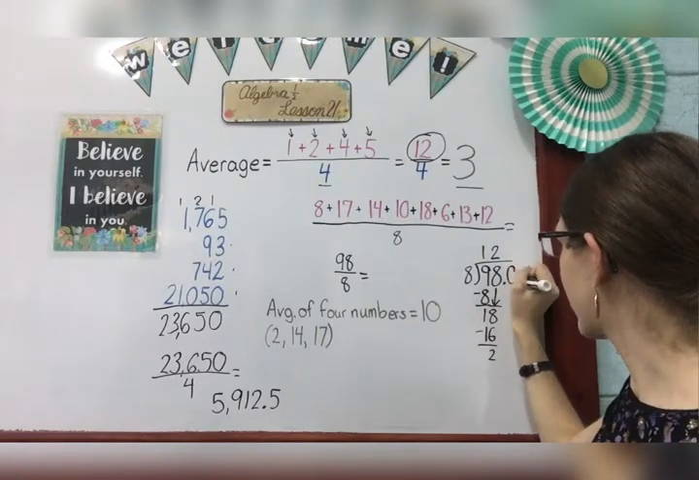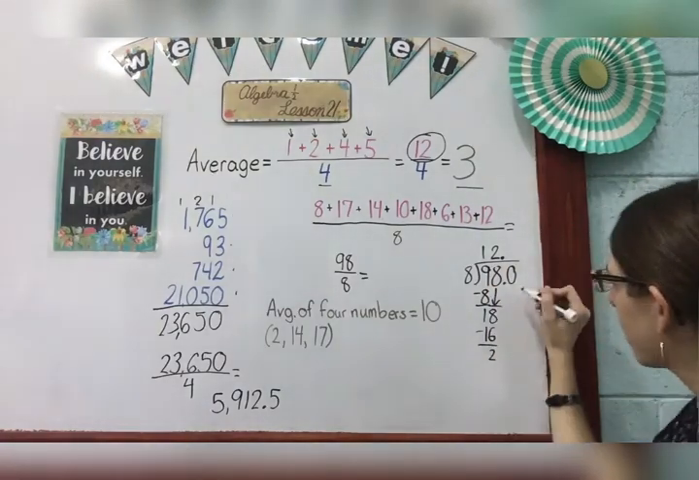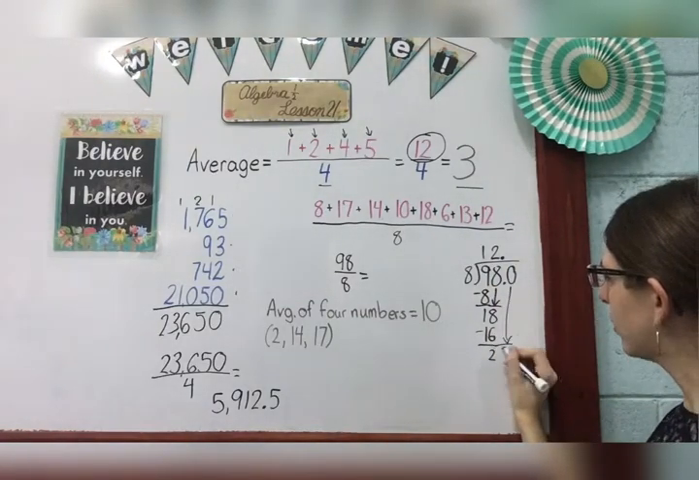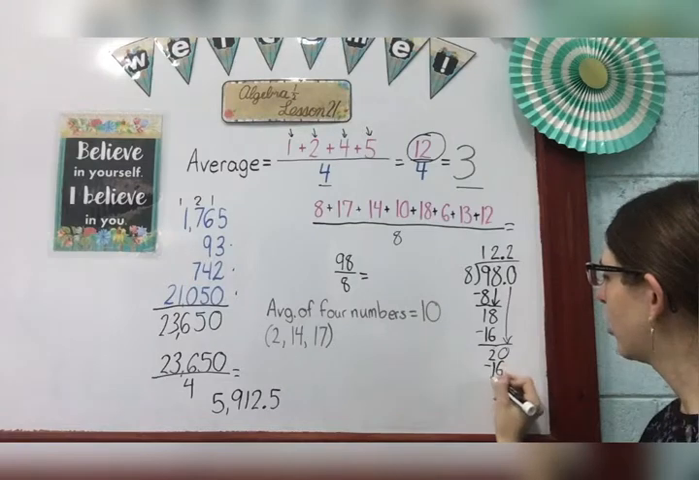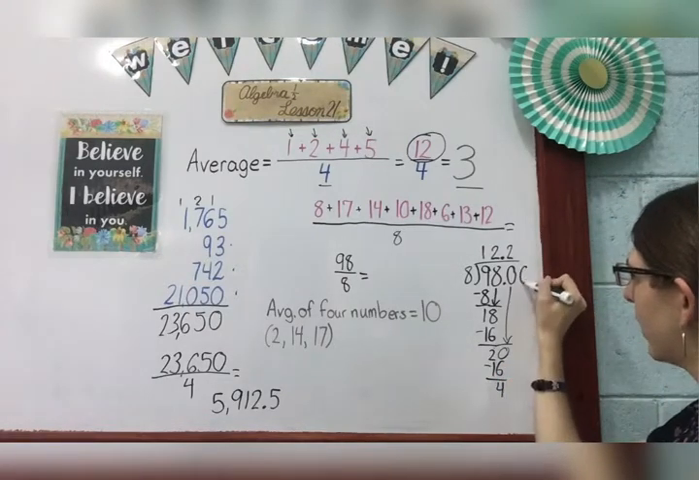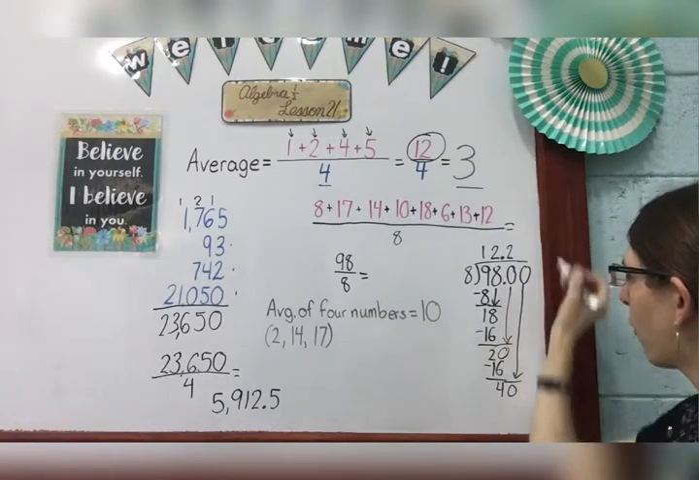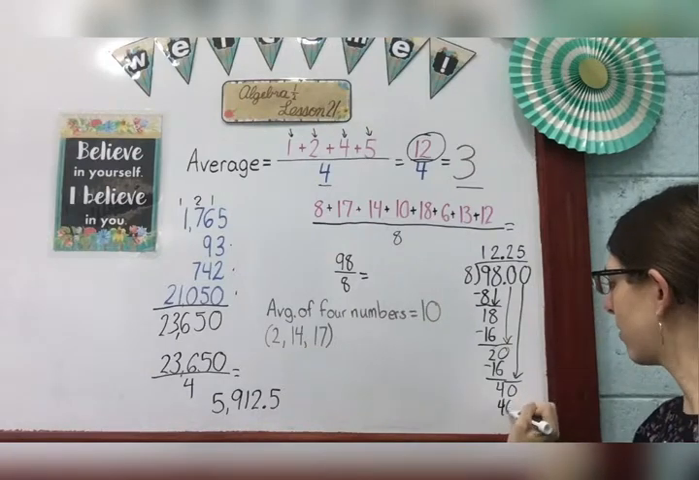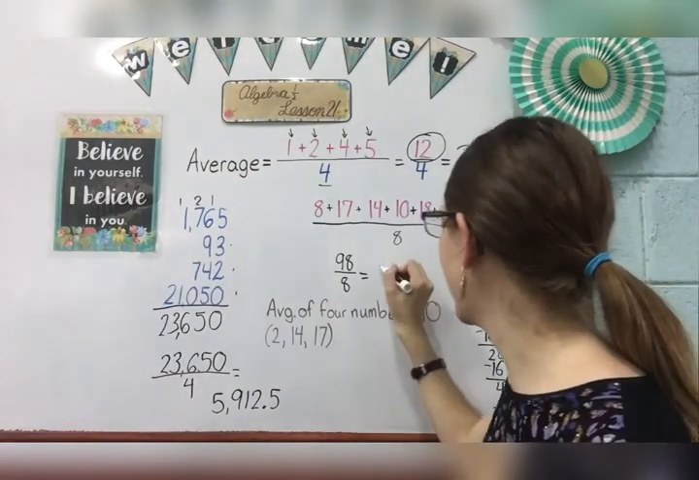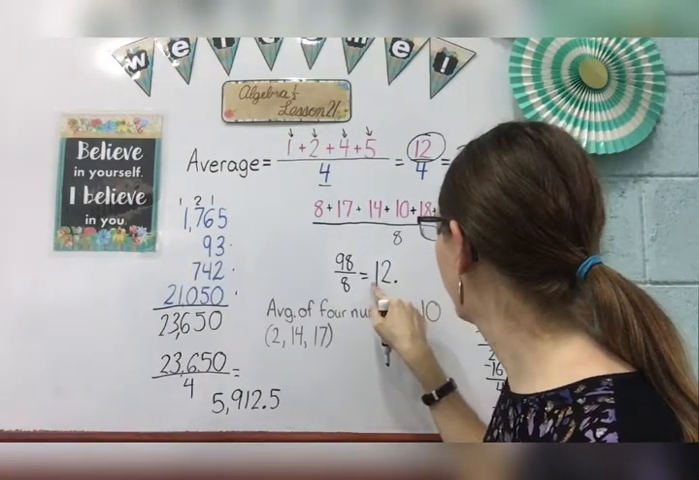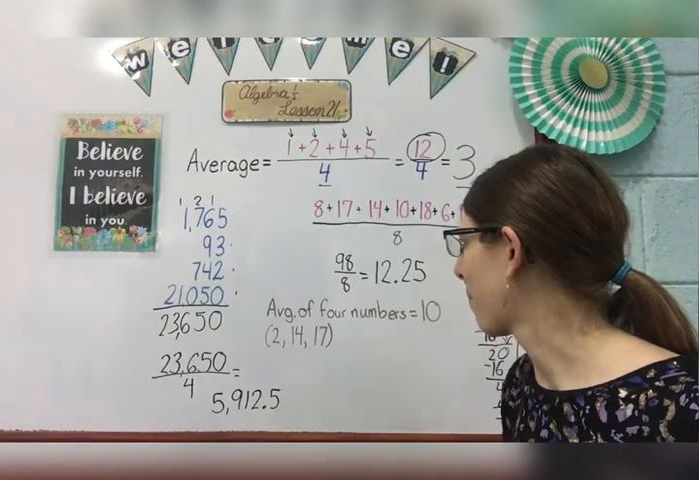I'm not done, so I'm going to keep going. Annex a 0 with a decimal point. Don't forget your decimal point up top. Bring down this 0. 8 goes into 20 2 times. 2 times 8 we know is 16. 20 minus 16 is 4. Still not done, so I'll annex another 0 and bring it down. 8 goes into 40 5 times. 40 minus 40 is 0. So now I'm done. So 98 divided by 8 is 12.25. That's your average. Okay.